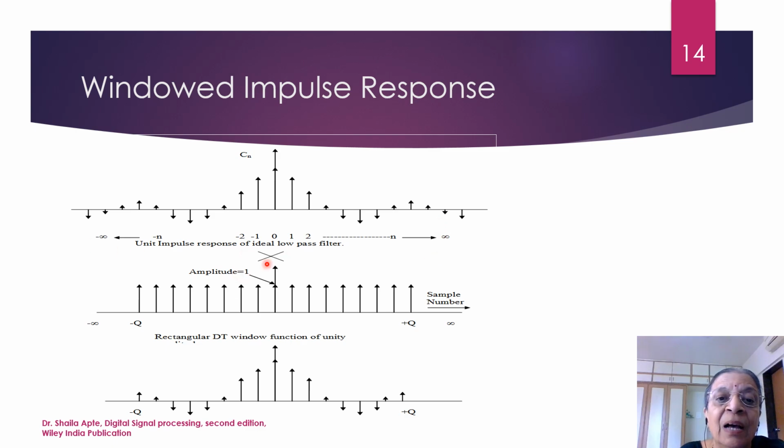What I do is I just multiply it by the rectangular pulse train, which is existing between minus q to plus q. So between minus q to plus q, I'll get the response, and below minus q and above plus q, the response will be 0. This is how I truncate the response. So in truncating, what I'm actually doing is the impulse response is getting multiplied by the rectangular pulse train.